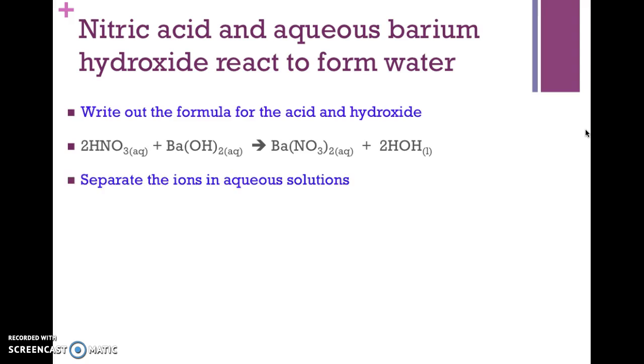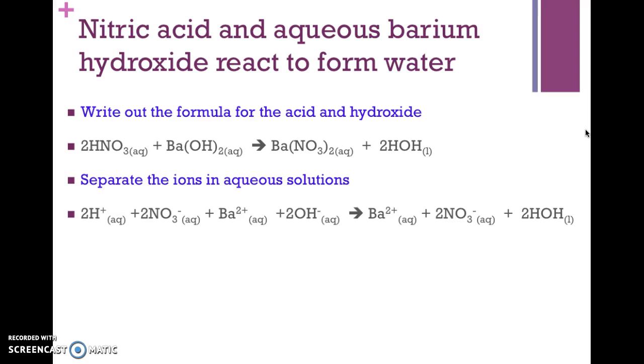We need to separate the ions in the aqueous solution, so anything that is aqueous stays as an ion. So we have 2 hydrogen ions, 2 nitrate ions, 1 barium ion, and 2 hydroxide ions as reactants. And then in the product side, the barium and the nitrate stay aqueous, so they are also ions. Water, the formation of water is stable, so water is our product or the result of our reaction.